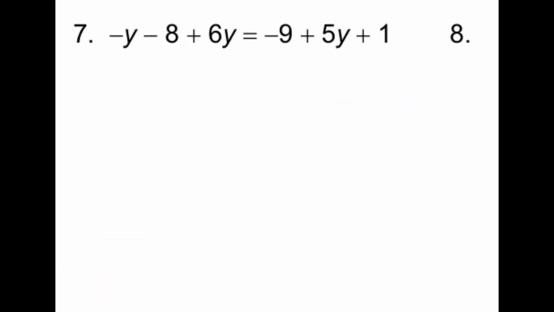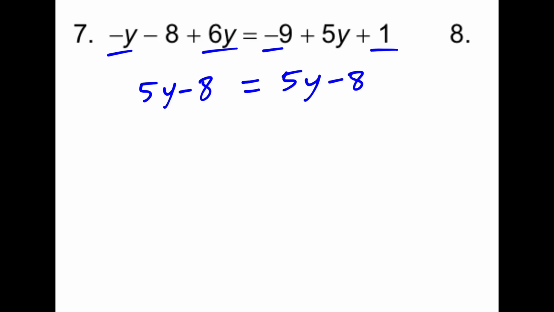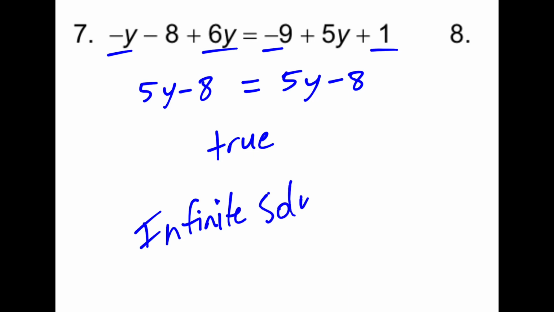Let's try just a couple more of those special cases with infinite and no solutions. If I combine like terms, I'm left with 5y minus 8. On the left, I take negative 9 plus 1, and I also have 5y minus 8. So right off the bat, when you have the exact same thing on the left and the right, you can pretty well know that this is a true statement, and that the answer is going to be infinite solutions. It only works if it's identical on both sides at any point.